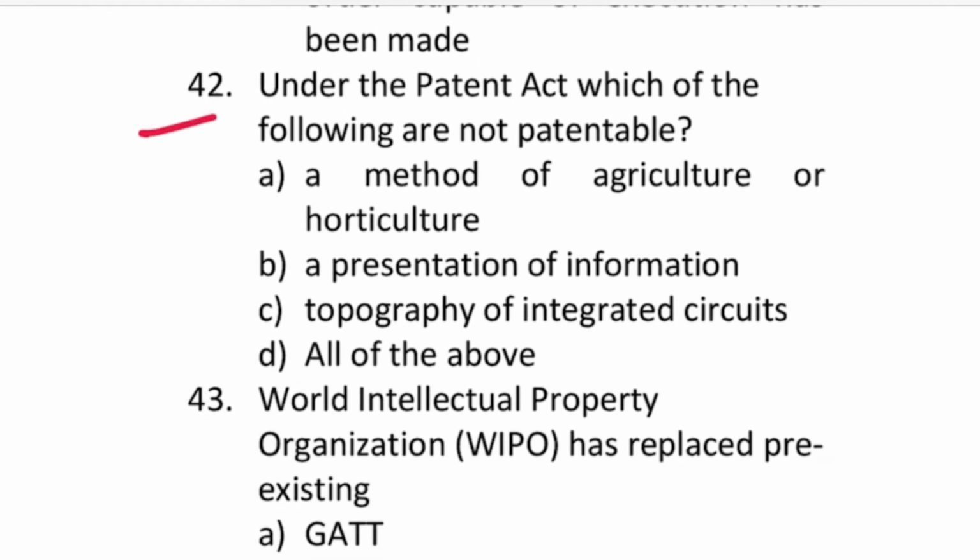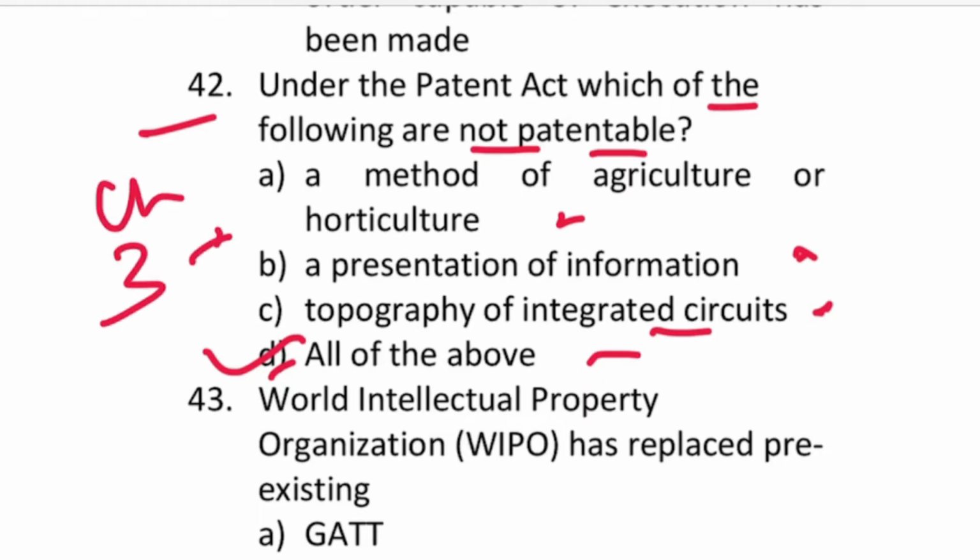Next 42. Under the Patent Act, which of the following are not patentable? A method of agriculture or horticulture? It is not. Representation of information? No. Topography of integrated circuits? No. All of the above. D is the answer. और ये कहाँ पर मेंशन किया गया है? मेंशन किया गया है चैप्टर 2 सेक्शन 3 ऑफ पेटेंट्स एक्ट में.